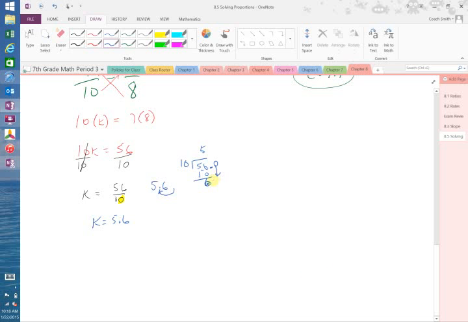Bring down a 0. Bring up my decimal. 10 into 60 goes 6 times. Okay, so either way, it would have worked on that.